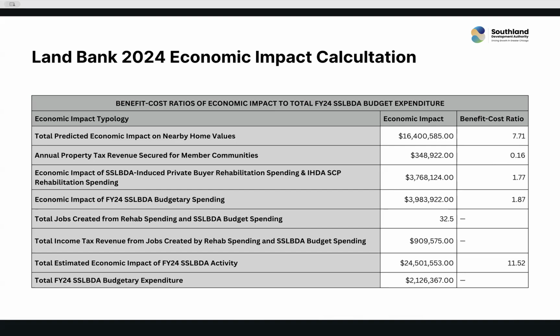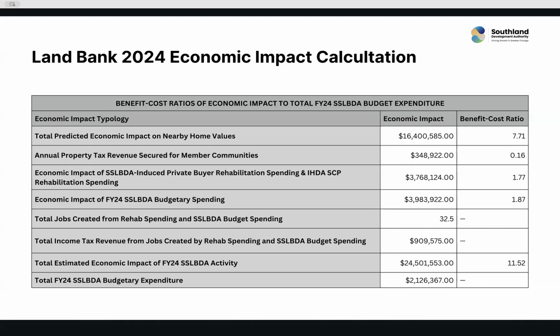Second, the higher assessed values generate an additional $348,000 a year in local property tax revenue. Third, when private buyers and the Illinois Housing Development Authority match the land bank's work with their own rehabilitation spending, that induced investment adds $3.7 million to regional output.